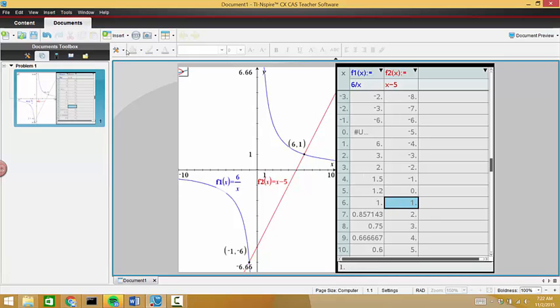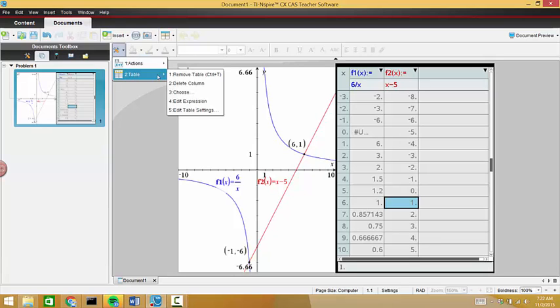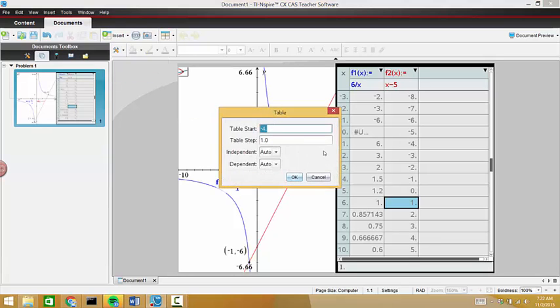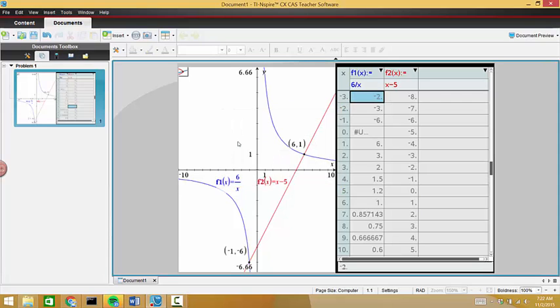Now, one other thing I want to talk about with the tables is if you want to go up at a smaller rate, or you want to change that, you can always go to Edit Table Settings, and you can set your step rate, so how much it is going up by each time, and also where you want to start your values at. That's just some settings that you can play around with.